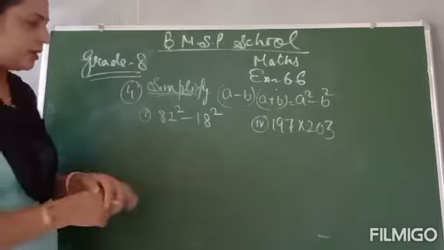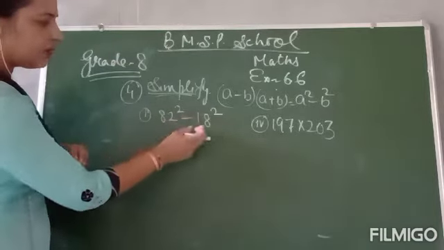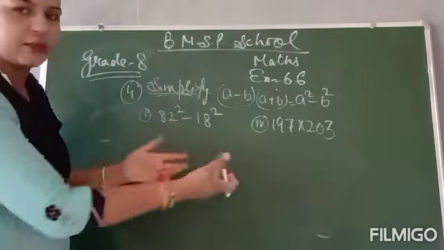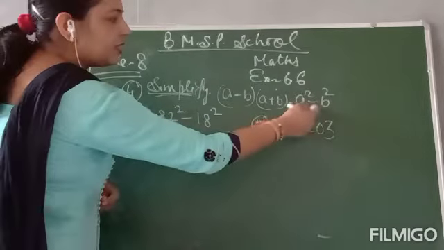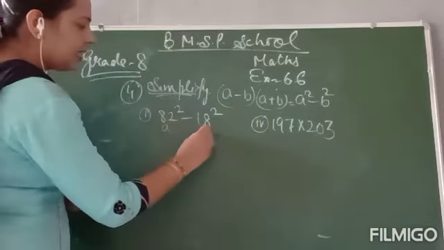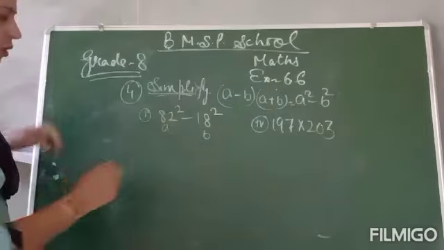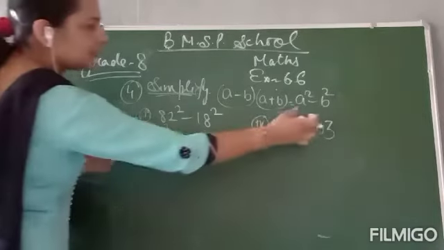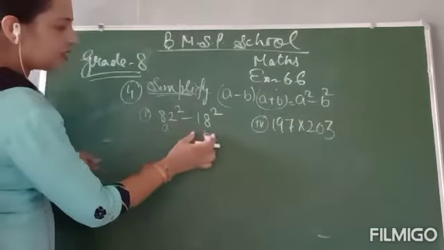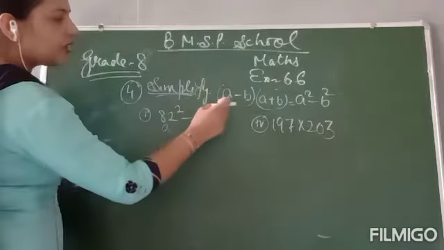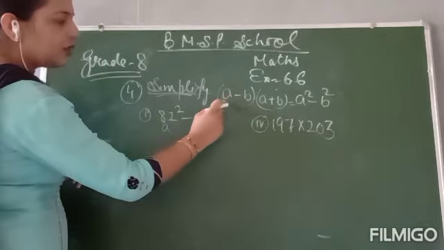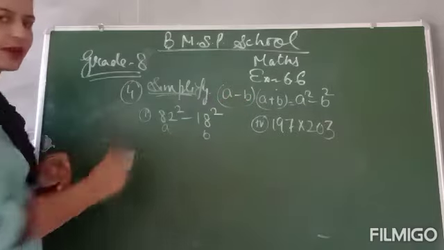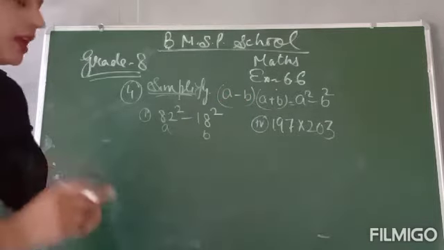Now see the statement. They have given 82 square minus 18 square. Compare with the statement they have given, a square minus b square. It means this is a, this is b. Okay. Now what do we have to do? This is given. It means a square minus b square is given to us. Now what do we have to do? One time we have to add and one time subtract. It means a plus b and a minus b.